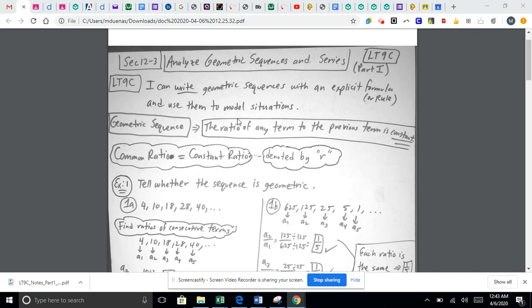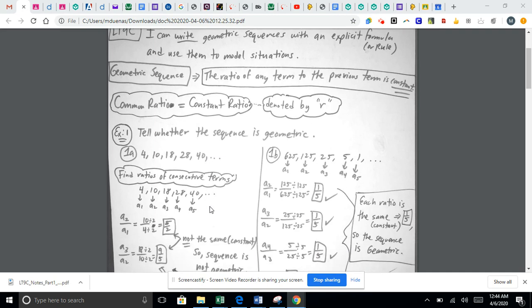But again, we're taking the ratio. Ratio means we're dividing any term by the previous term. And once we get it for all the terms in the sequence, they have to be the same. So constant. All right. So the common ratio is equal to the constant ratio. That's another variable we're going to denote here. We're going to use the letter R. Okay, so we have a formula that we're going to know with geometric sequences. It's a special rule that we're going to use. It's known as the common ratio, also referred to as the constant ratio.